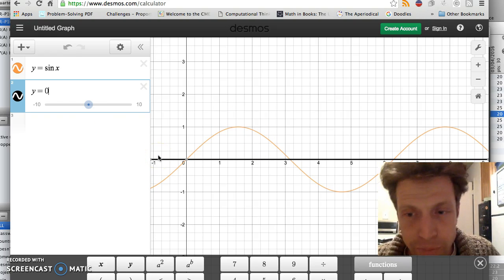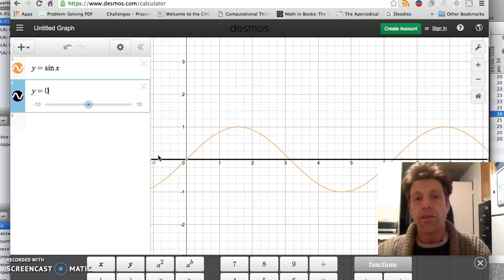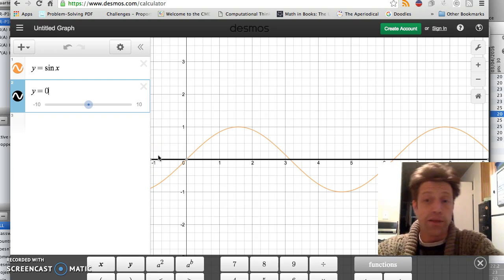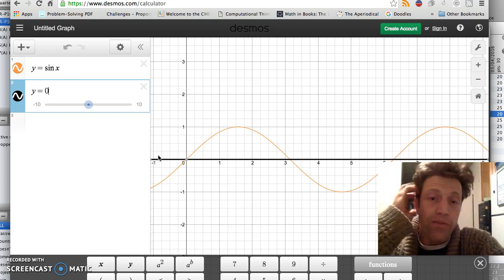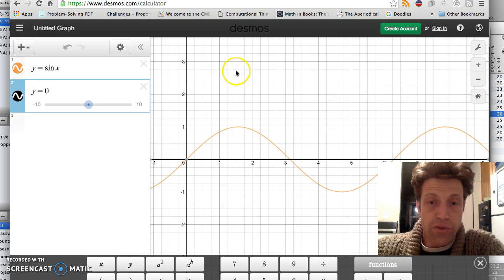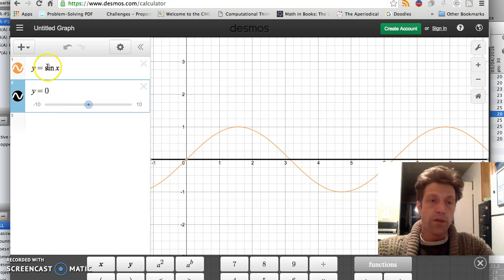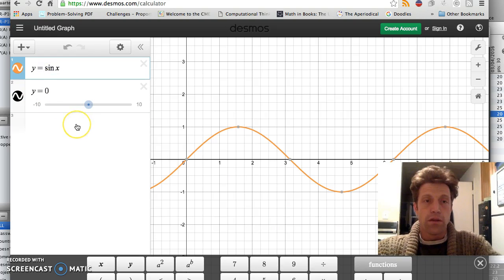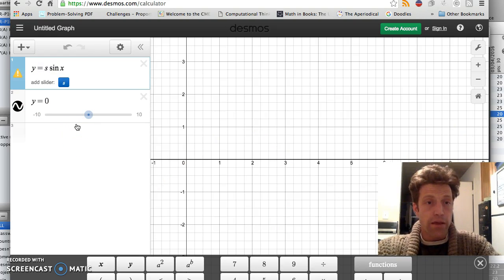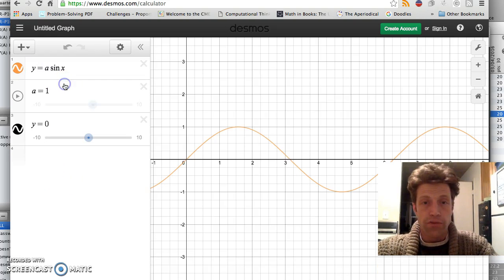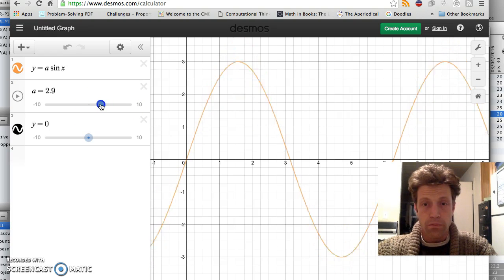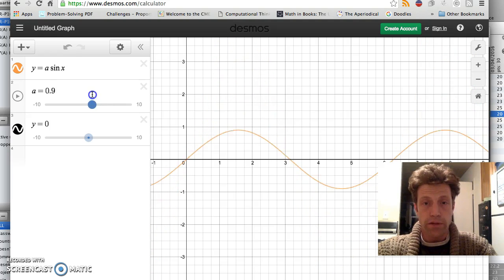How would I get a bigger amplitude? Pause and think about it, because I'm about to tell you in the video. How would I make this function stretch so this goes up and this goes down? Well, put a right here, add slider. Now, if I make a bigger, what do you think is going to happen? If you thought that's going to make the amplitude get bigger, you were correct, right?